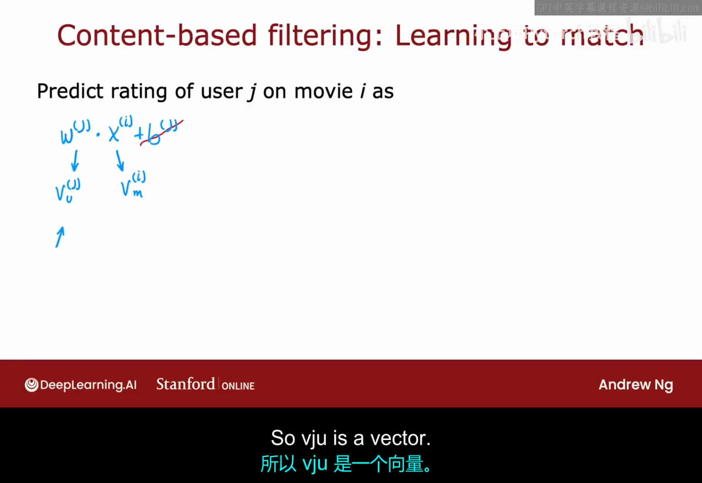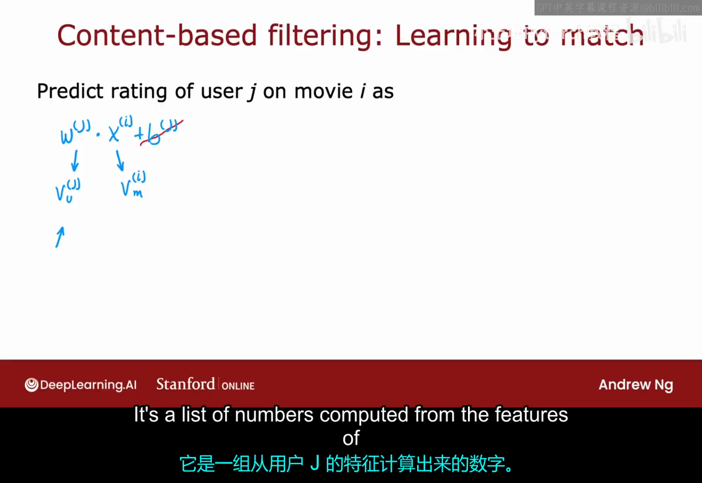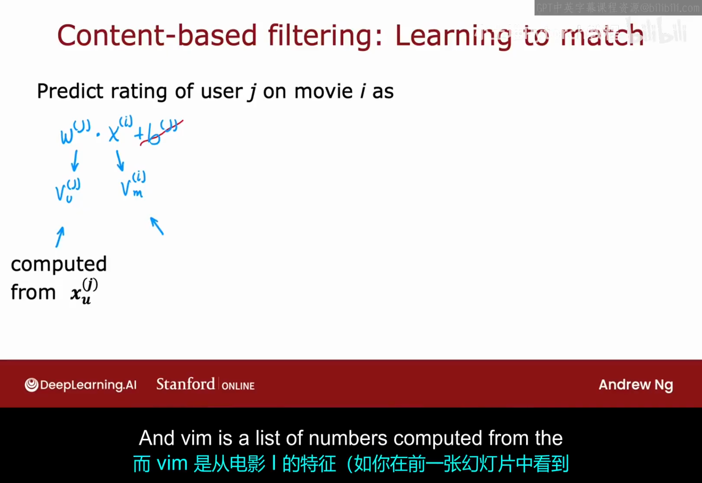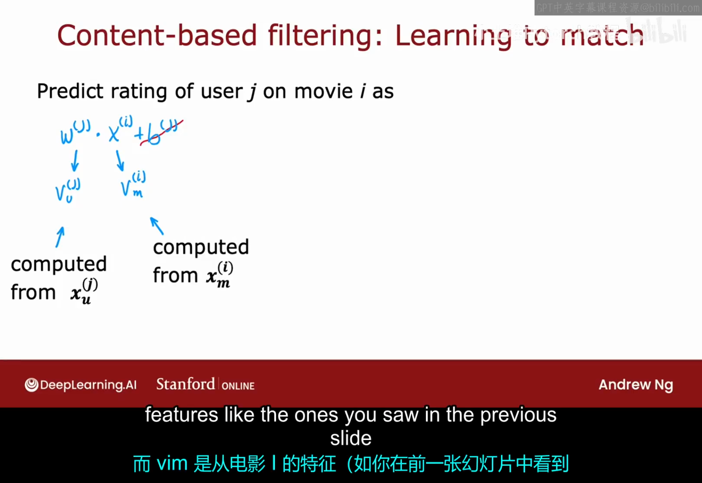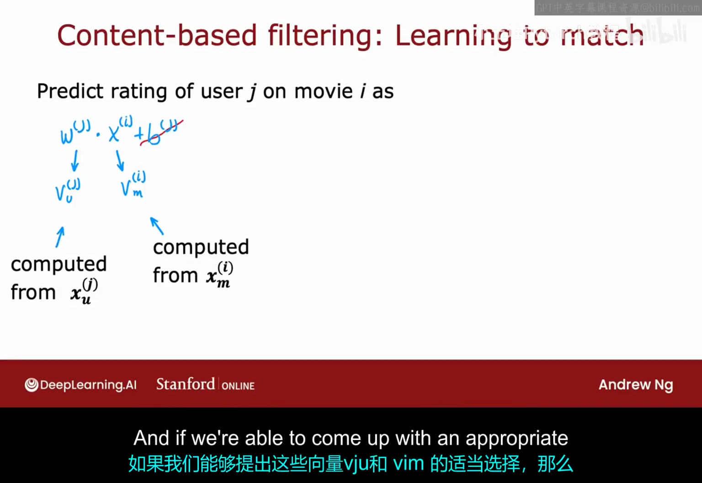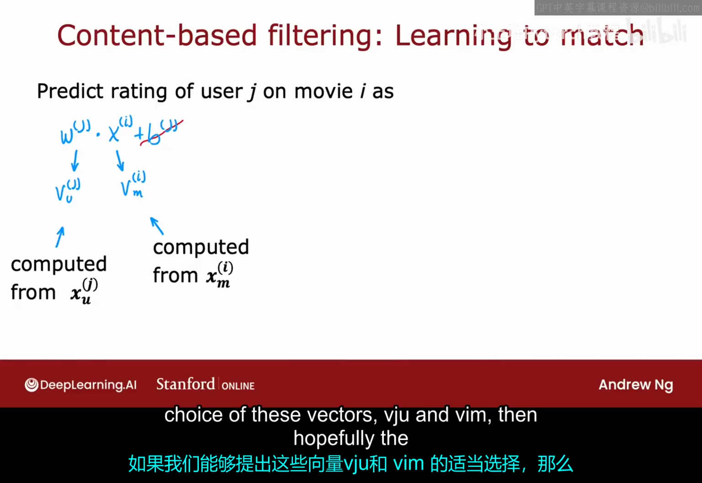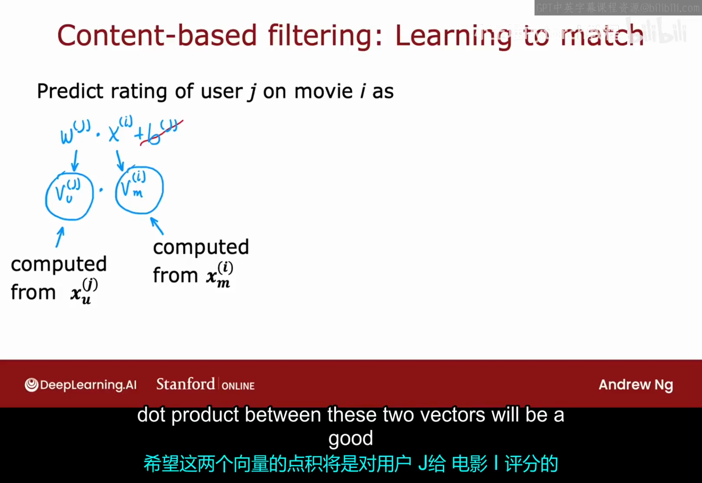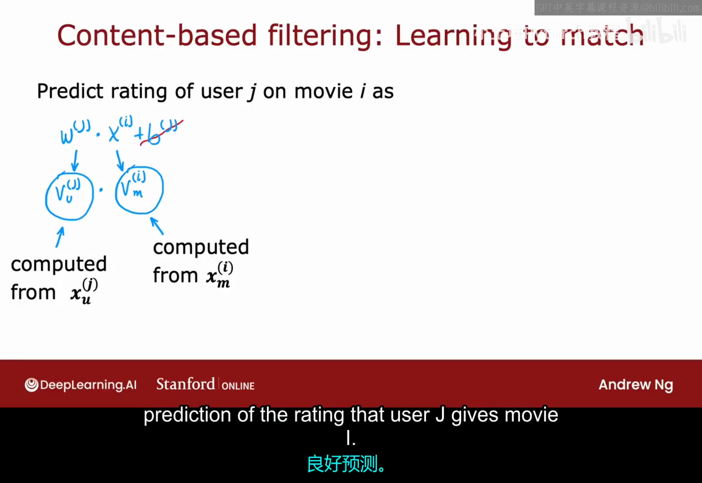So VJU is a vector, a list of numbers computed from the features of user J, and VIM is a list of numbers computed from the features, like the ones you saw in the previous slide, of movie I. And if we're able to come up with an appropriate choice of these vectors, VJU and VIM, then hopefully the dot product between these two vectors will be a good prediction of the rating that user J gives movie I.